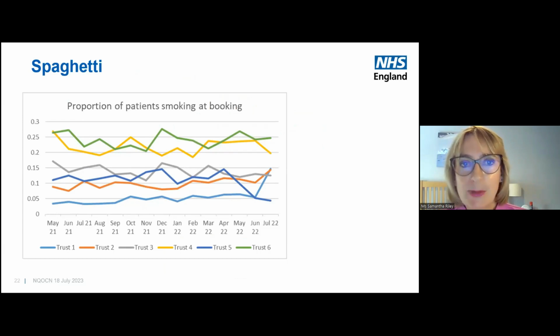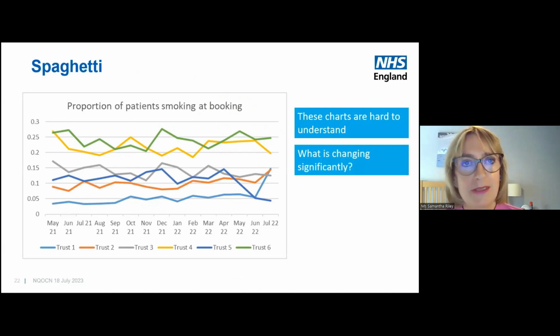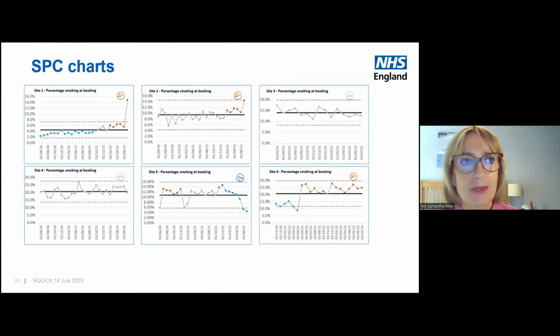And this is a horrible, but again, a very common visualization of data in England. We call them spaghetti charts. We've got a different coloured line for a different trust here, a different hospital trust. It's very difficult to understand what's going on here. You need to untangle the spaghetti. We can't tell where we're seeing significance. So what would we do in this situation? We'd want to untangle the spaghetti.